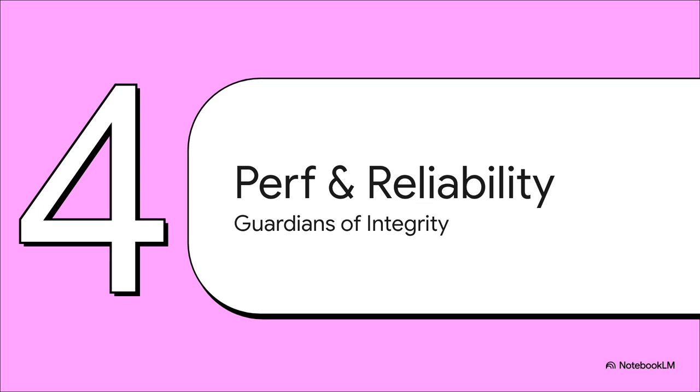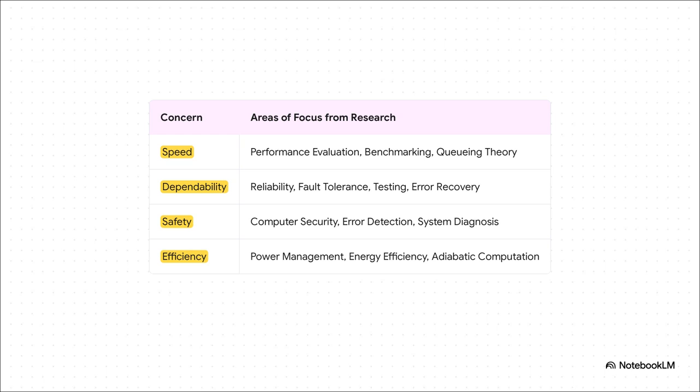Now this one's a little different. It's not about a specific part. It's about the essential qualities that make a system actually useful and trustworthy. These are the things that cut across all the other pillars to make sure our systems are fast, dependable, safe, and efficient. And this table breaks it down nicely.